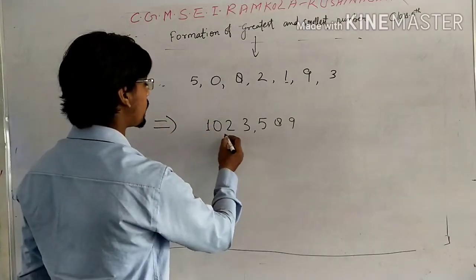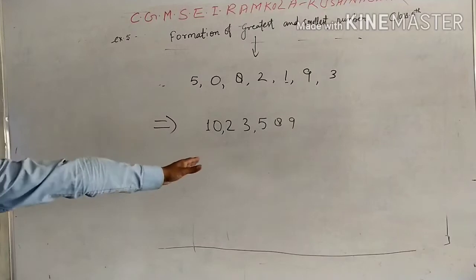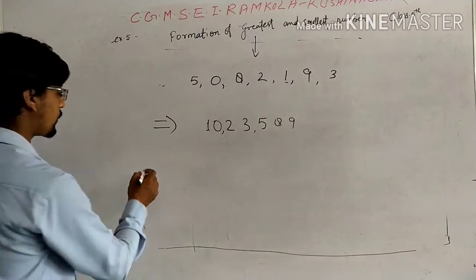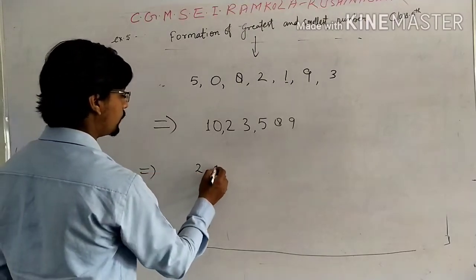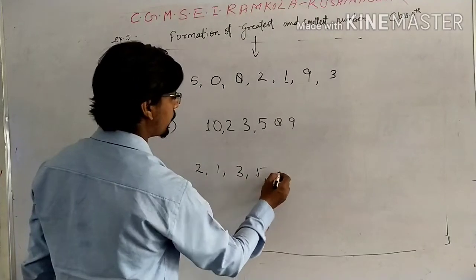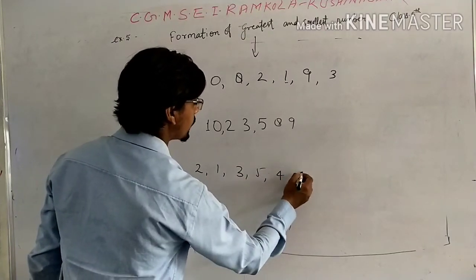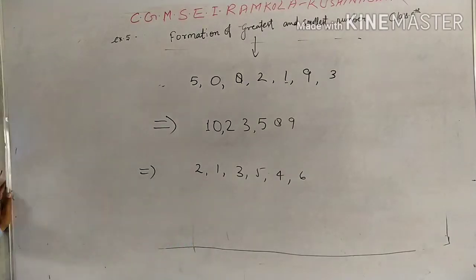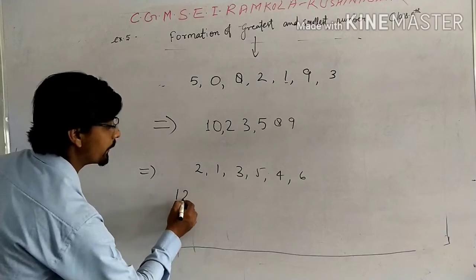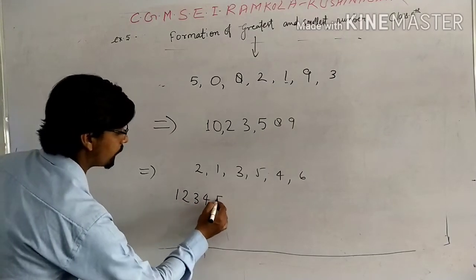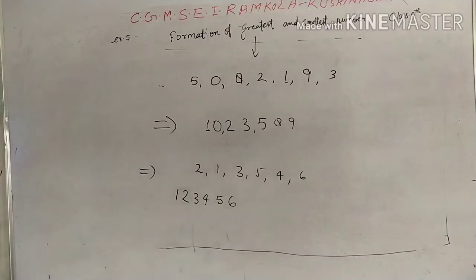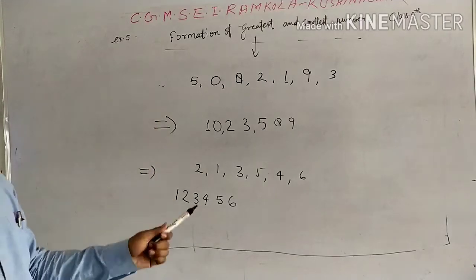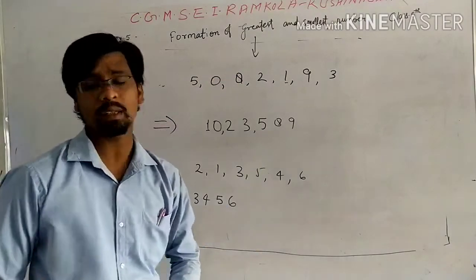And how can we read it? 10,23,589. Or you can also make another number with 2, 1, 3, 5, 4, 6. Here also you can see 1 is the smallest. So 1, then 2, 3, 4, 5 and 6. Here is 1,23,456. According to this, you can make a greatest and smallest number.